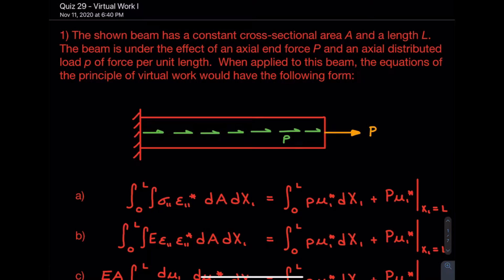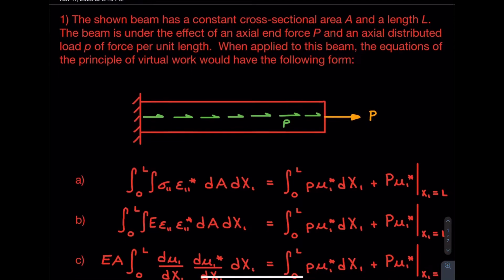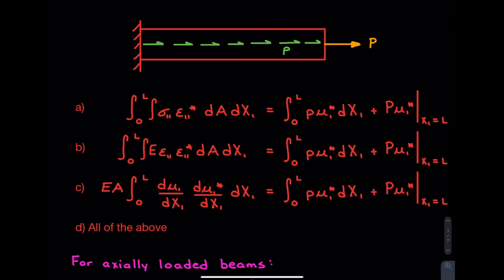If we look at question number 1, it says the shown beam has a constant cross-sectional area A and a length L. The beam is under the effect of an axial end force P and an axial distributed load small p of force per unit length. When applied to the beam, the equations of the principle of virtual work would have the following form. If I scroll down slowly, we're given 3 options, option A, option B, and option C. And then a 4th option, option D, which says that options A, B, and C are all the same. They all represent the principle of virtual work for this beam. So let's derive these equations and see which one is the correct answer.